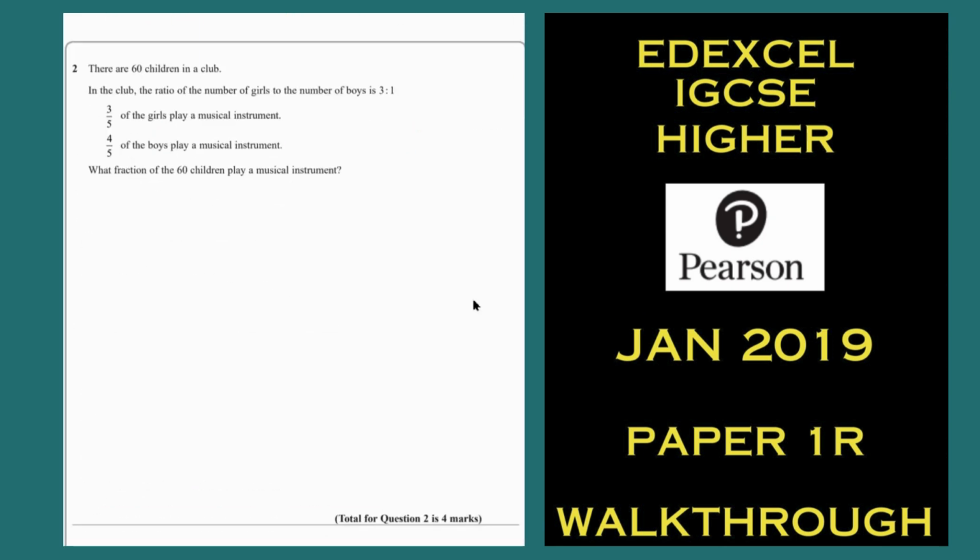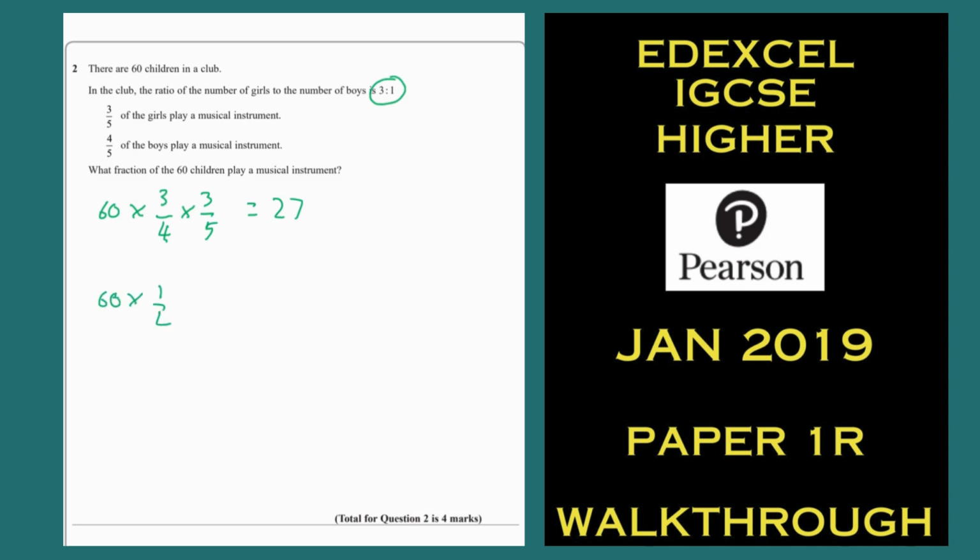So for number 2, typical wordy ratio question, mixed in with a bit of fractions. There are lots of ways you can go about this. Order doesn't really matter. I went for, well, if there's 60 children, let's look at how many of those are girls. Well, 3/4, because 3 out of 4 are girls, and 3/5 of those play an instrument. My calc says 27.